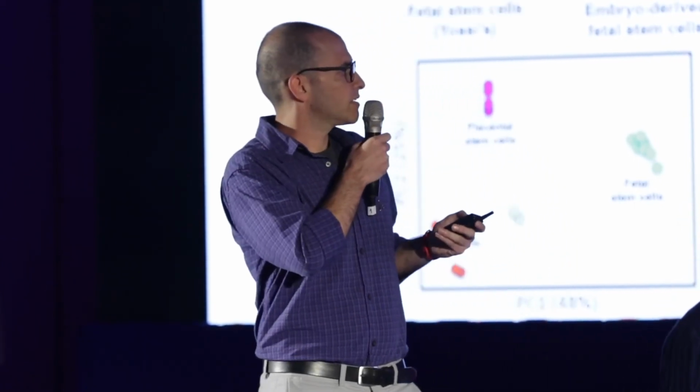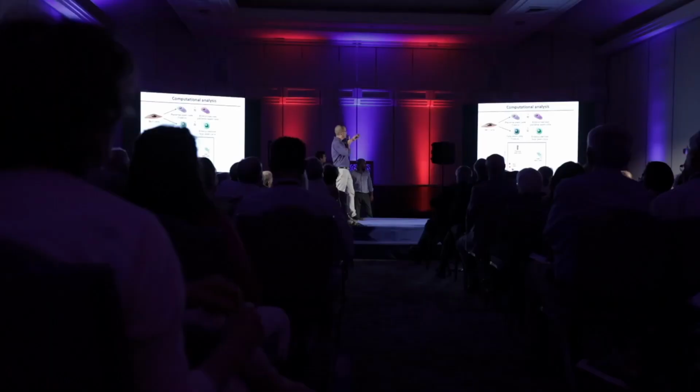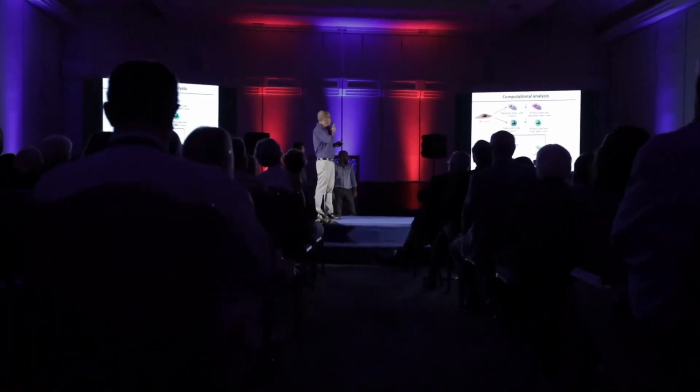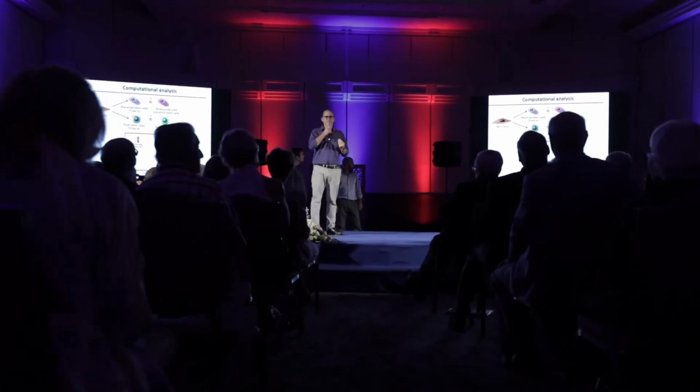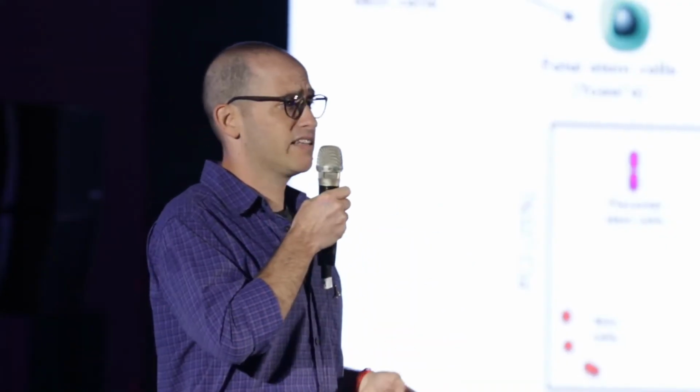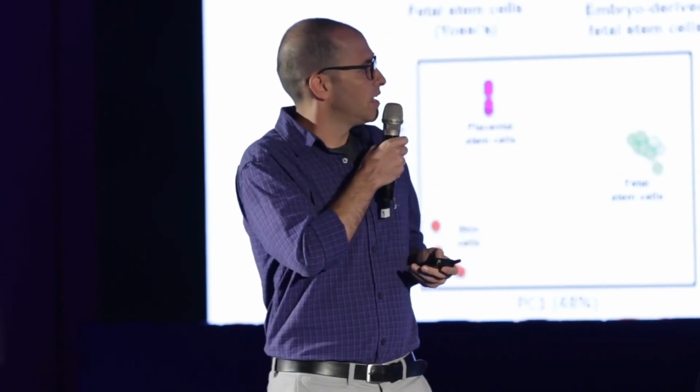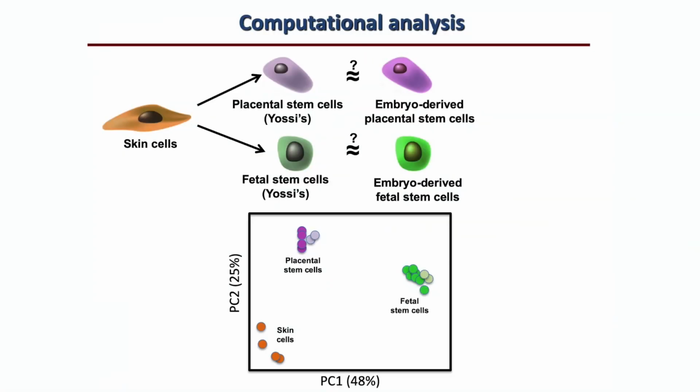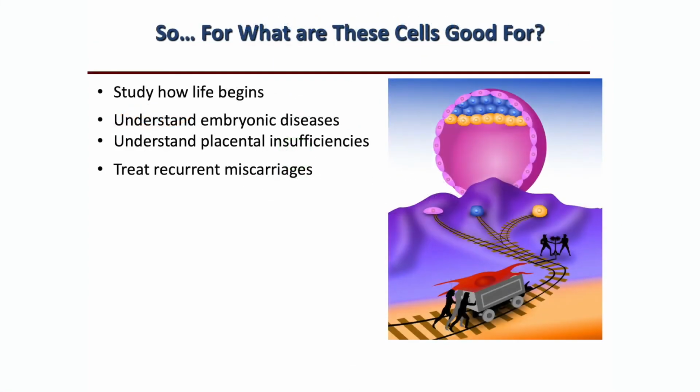We saw that Yossi's skin cells transformed from the lower left part into the fetal stem cells. So basically, the inside of the cells look exactly the same and behave exactly the same as the embryo-derived stem cells. And the same was true for the placental stem cells. Okay? So what are those cells good for?